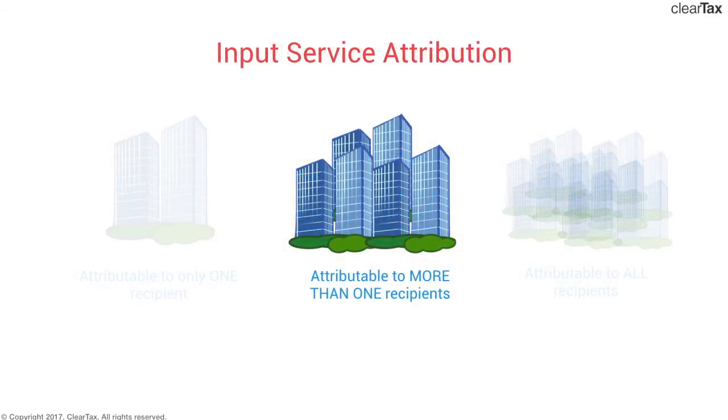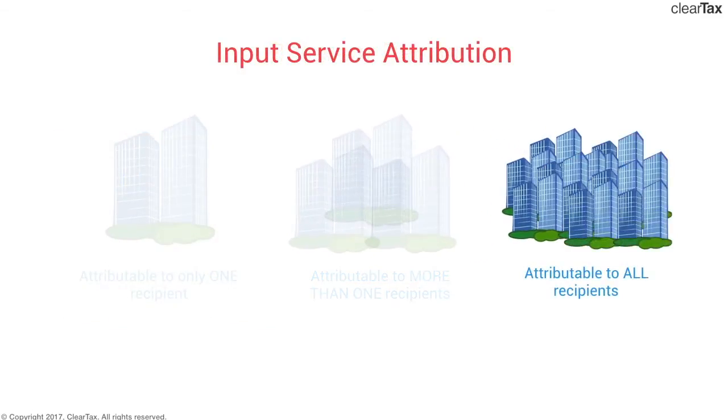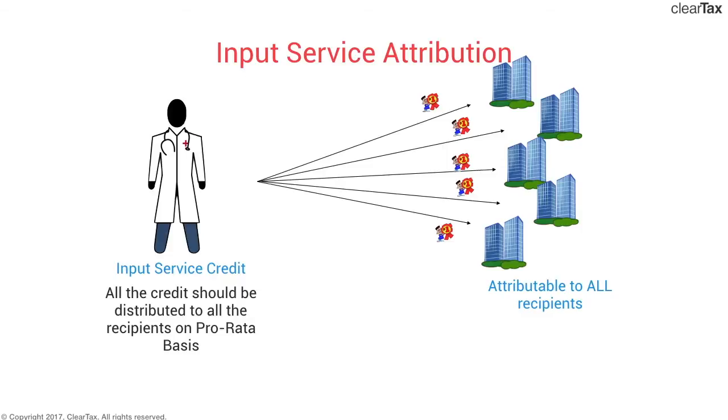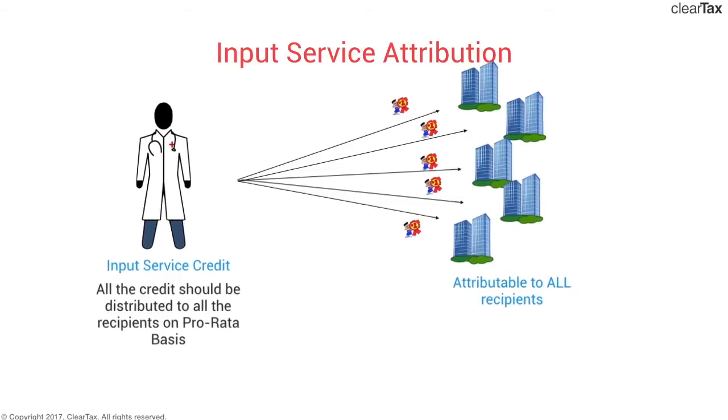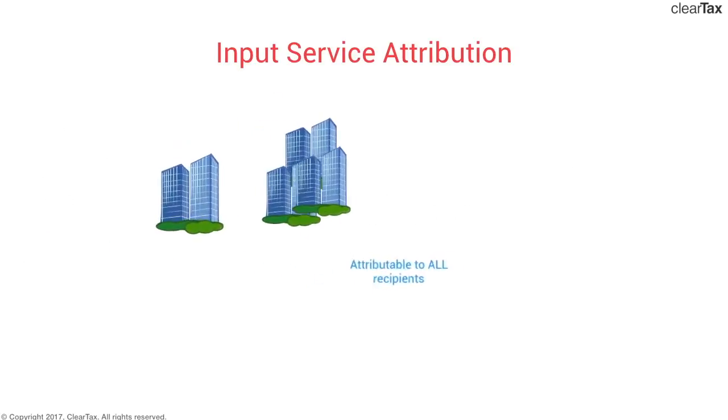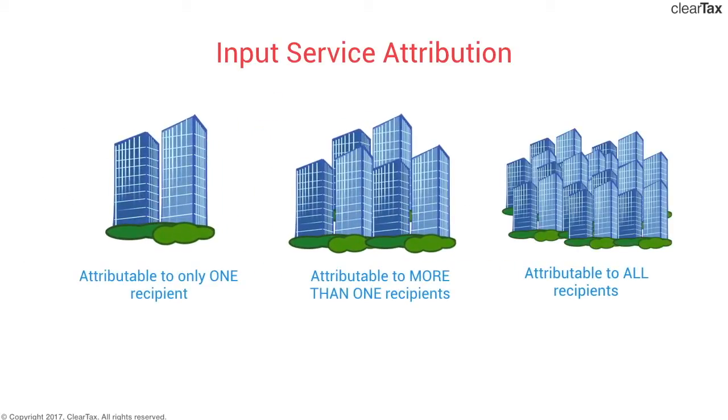Coming to the third one, you could already guess what this would be. It is attributable to all recipients. You could call this a common input service for all recipients within the same PAN. In such a situation, same basis, all the credit should be distributed to all the recipients on pro rata basis. The pro rata remains the same, turnover in a state divided by aggregate turnover of all these recipients during the relevant period. So this is how input service distribution would work.